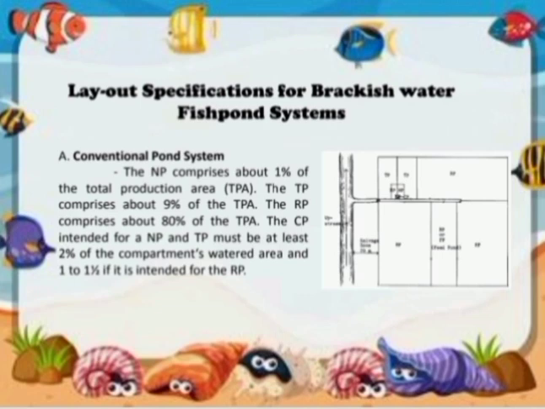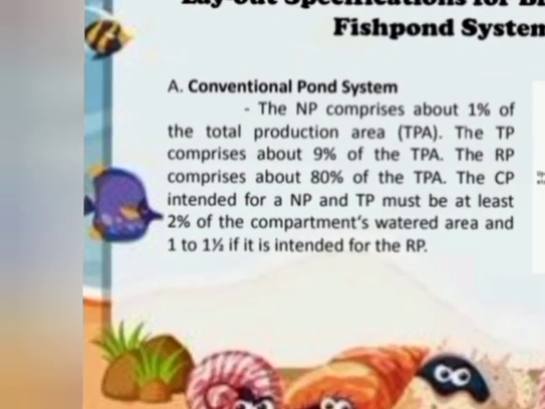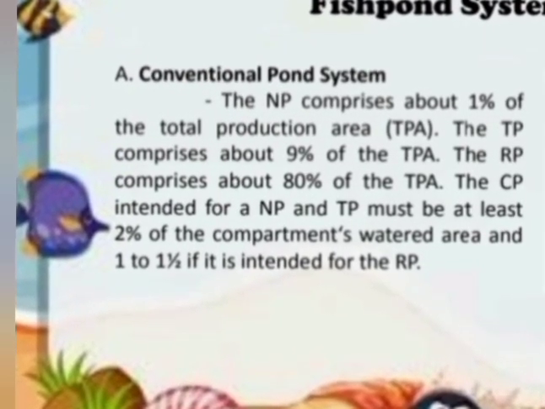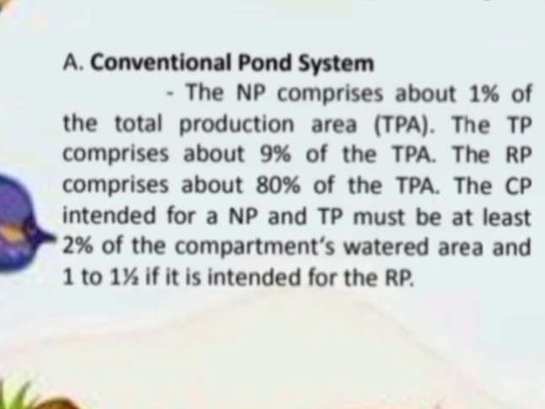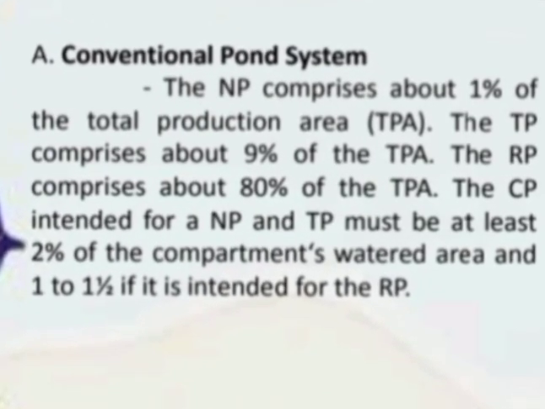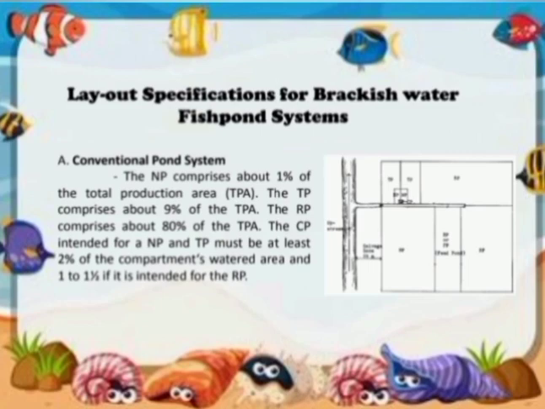And now I'm gonna discuss the layout specification for brackish water fish pond system. First specification for brackish water fish pond system is the conventional pond system, which is the nursery pond or the NP comprises about 1% of the total production area or the TPA, and also the TP comprises about 9% of the TPA, and the rearing pond or the RP comprises about 80% of the TPA, and the catching pond intended for the nursery pond and the transition pond must be at least 2% of the compartment water area, and the 1 to 1.5 if it is intended for the rearing pond.